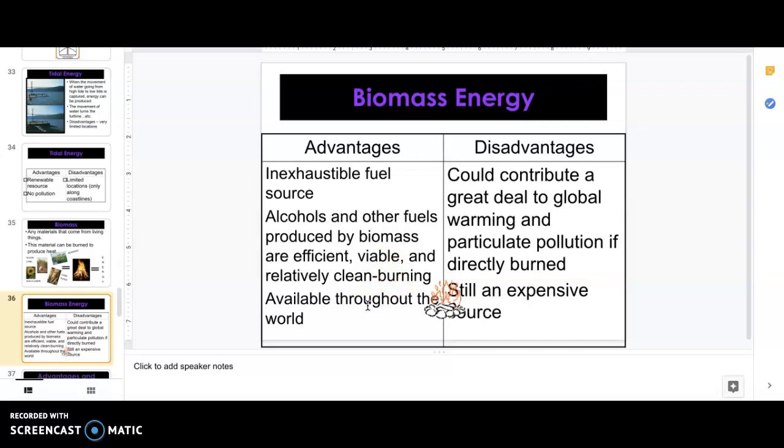It's available throughout the world because those types of organisms are found everywhere. However, it can contribute to pollution and global warming because it will release carbon dioxide into the atmosphere, and it's still pretty expensive compared to fossil fuels.